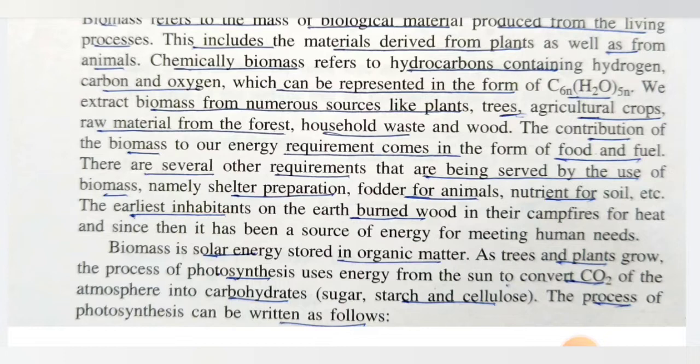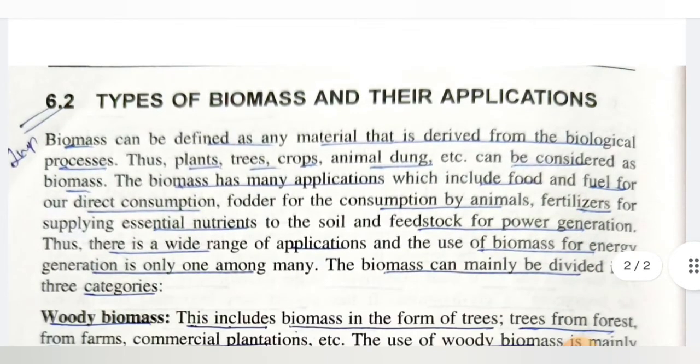We can say that biomass is solar energy stored in organic matter. Organic matter means matter extracted from living materials, plants or animals. As trees and plants grow, the process of photosynthesis uses energy from the sun to convert CO2 of the atmosphere into carbohydrates, that is sugar, starch and cellulose. I think all of you have learned about the photosynthesis process. So that is the introduction related to biomass energy.